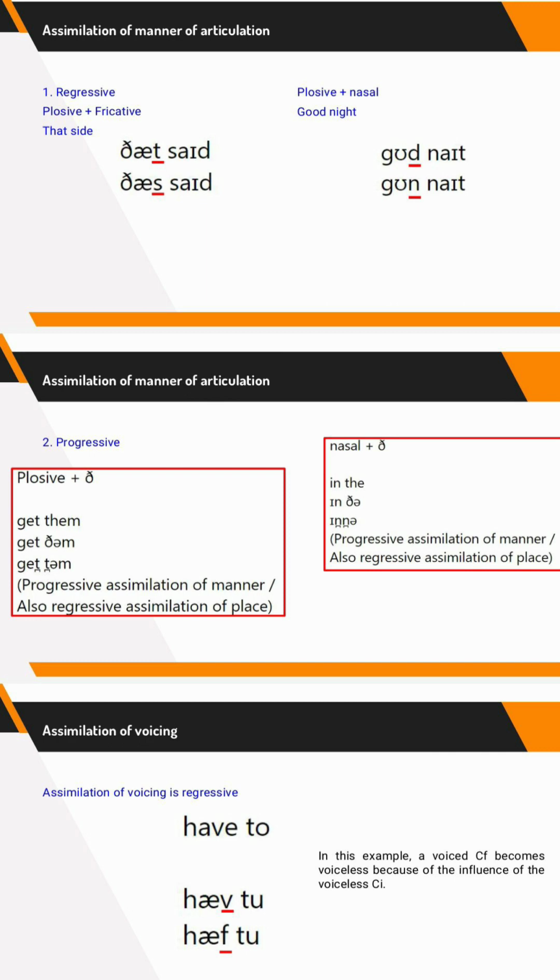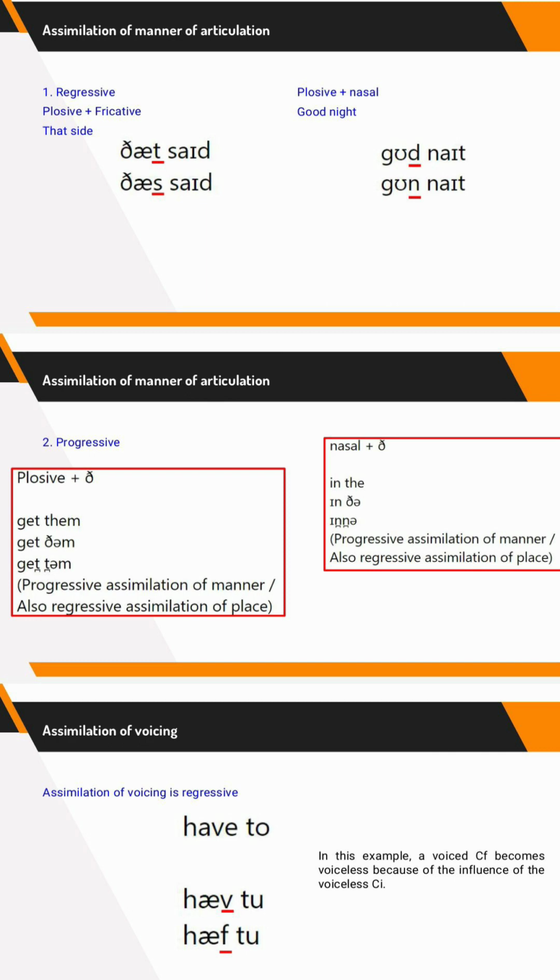In progressive assimilation of manner, we also have 2 cases, and it's also regressive. We also have regressive assimilation in this case, because we will also have a change in CF, not just a change in CI. So the 2 cases are when we have a plosive plus de, a plosive like te or de plus de, as in get them becomes get them.